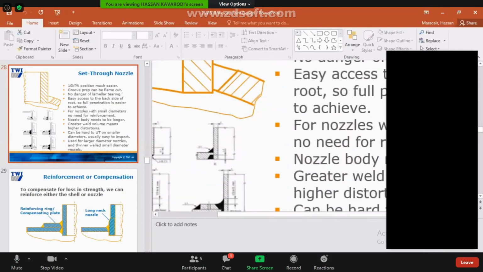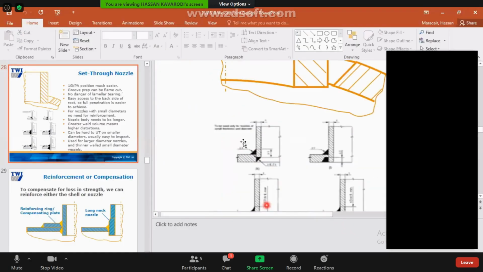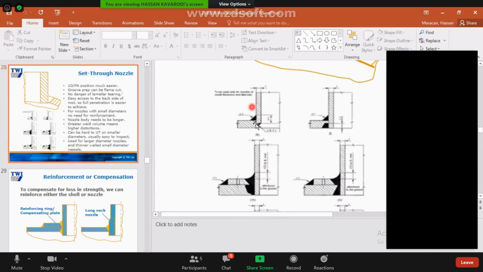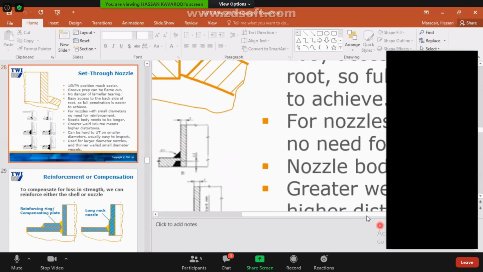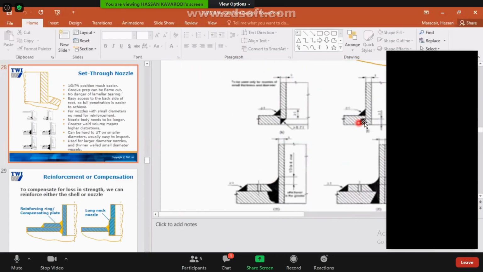All right, for this one, we're going to check, where is it here? All right, from what we see here in this set through, there is a possible fillet weld on top and also bottom. So meaning weld carried out from outside and also from inside. In this one, it looks like bevel from inside and then outside is fillet. Here, all weld from outside with reinforcement.